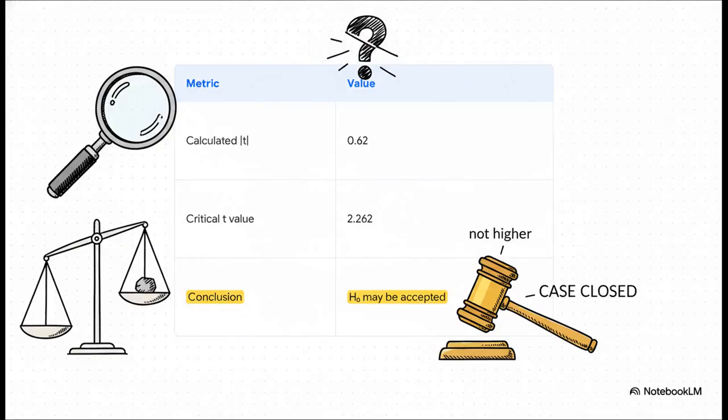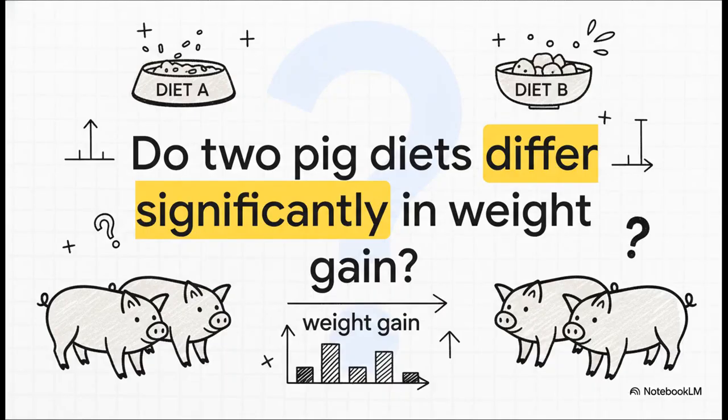And here's the verdict. Our calculated t-value, which is basically our evidence score, is just 0.62. But to be significant, it needed to be higher than what's called the critical value, which is 2.262. Think of that critical value as a line in the sand that statisticians draw. Your evidence has to cross that line to be taken seriously. Since our score didn't even come close, we can't tell the skeptic he's wrong. So, conclusion? No significant evidence here. Case closed. All right, let's grab the next case.